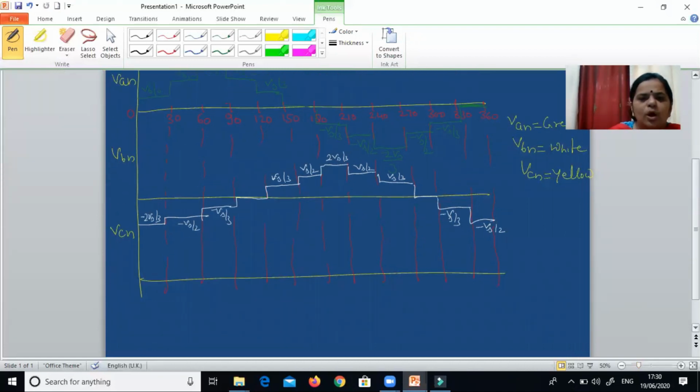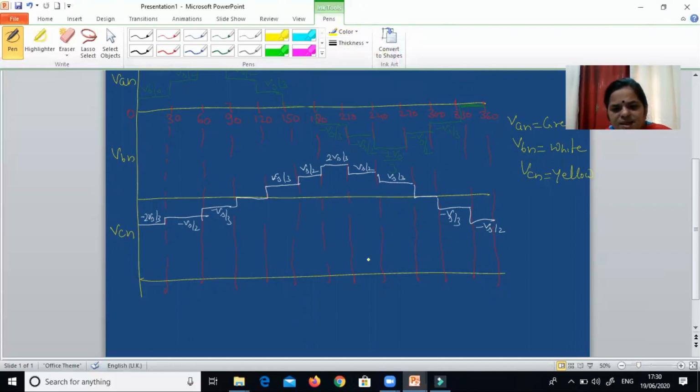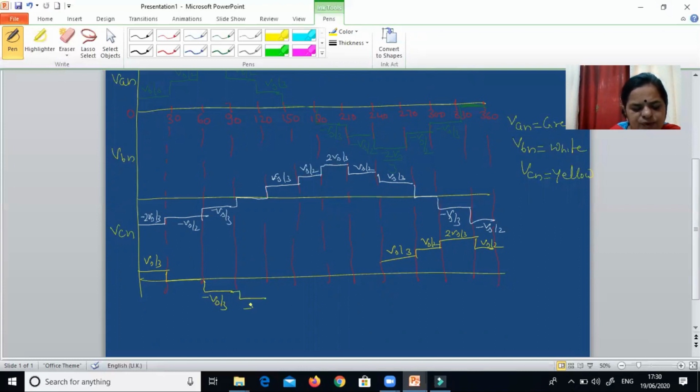Now similarly, if I plot VCN, that I will plot in yellow color. So if I plot VCN, here I am going to get Vs by 3, here Vs by 2, here 2Vs by 3, then Vs by 2, then Vs by 3, then 0, then minus Vs by 3, then minus Vs by 2, then minus 2Vs by 3, then minus Vs by 2, then minus Vs by 3 and 0.